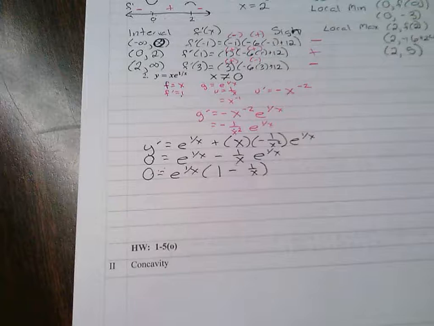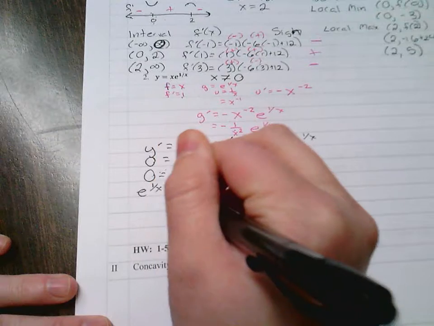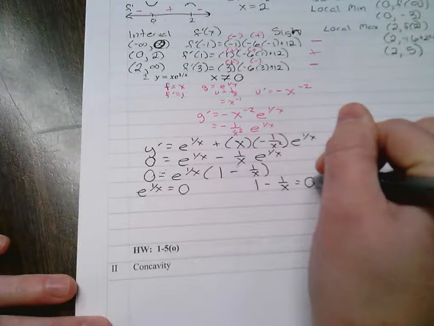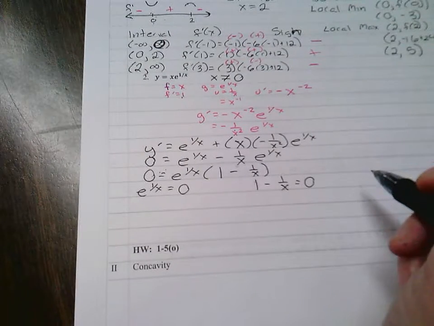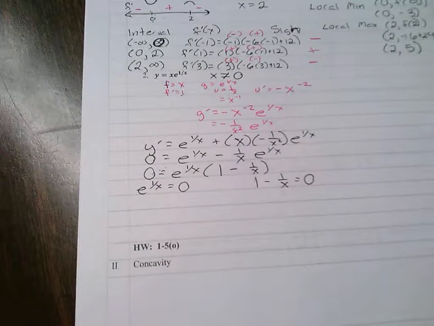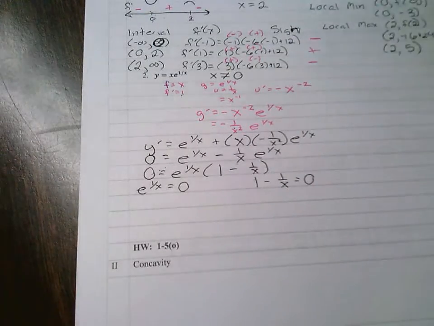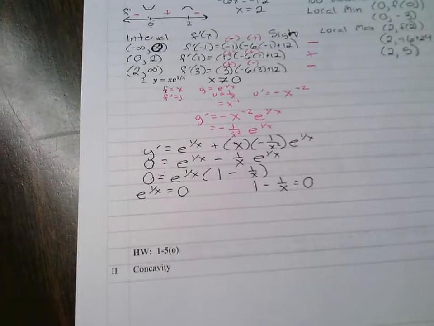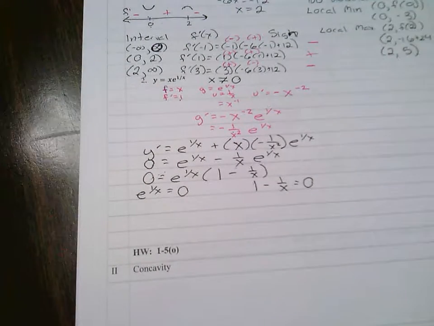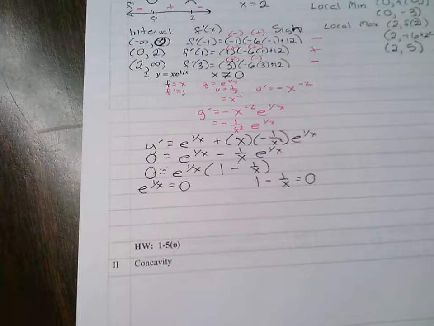Set them equal to 0. So you have e to the 1 over x equals 0. And then you have 1 minus 1 over x equals 0. So ln both sides. ln of 0 is, I think, undefined. It's either undefined or 1. Let me just confirm. I think ln of 1 is 0 and ln of 0 is undefined. Yes, logarithms cannot be 0. So you can't do anything there, okay?